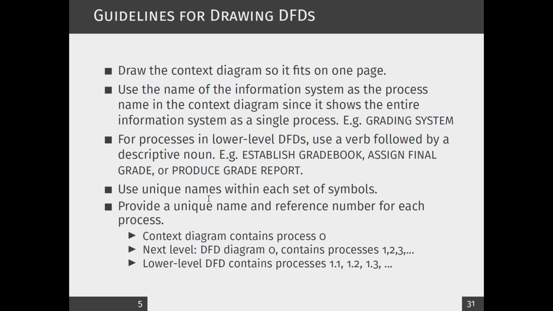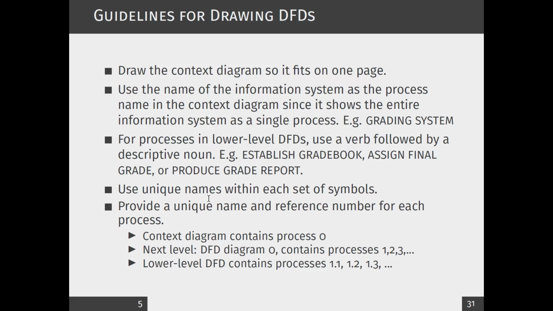I told you in the beginning, we are going to create a set of data flow diagrams. The first diagram is called a context diagram. When you say context diagram, usually we draw it on one page. It will be a one-page document. And we are going to represent our whole information system as our main process. For example, let's say we are going to create an information system for grading. We call it the grading system. So you will have only a single process, right?